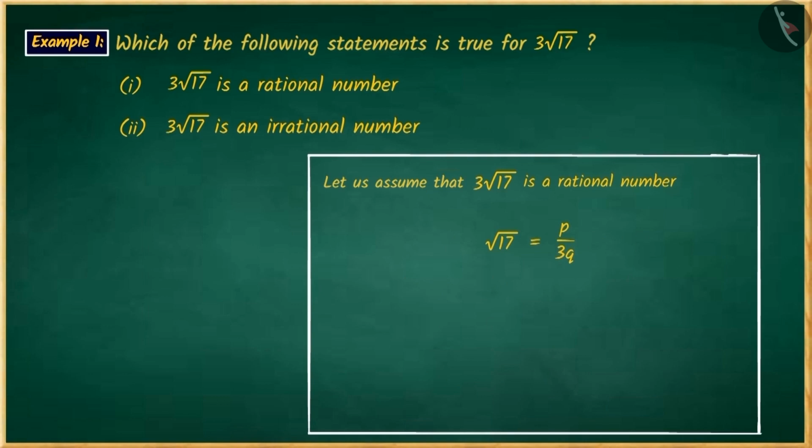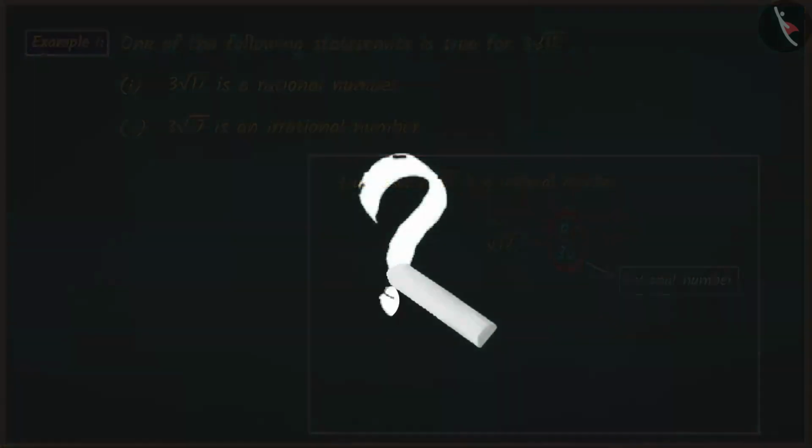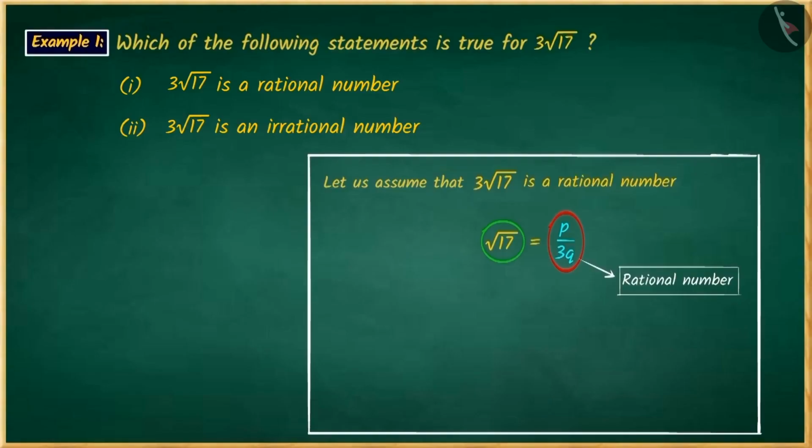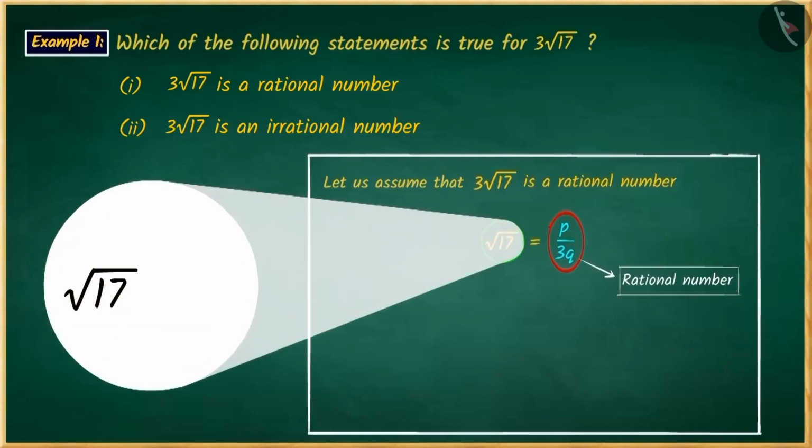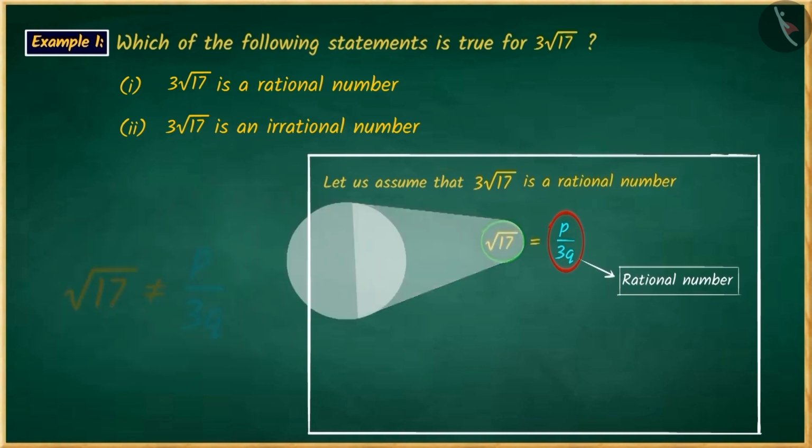Thus, we can say that since p and q are rational numbers, the value on the right side, which is p upon 3q, is also a rational number. Therefore, the square root of 17 will also be a rational number. Can you write square root of 17 as p upon 3q? No. The square root of 17 cannot be written as p over 3q. That is, it is an irrational number.